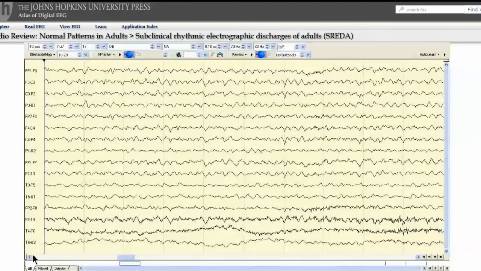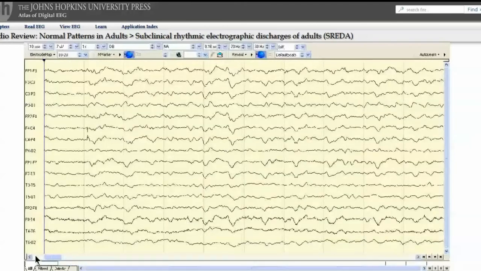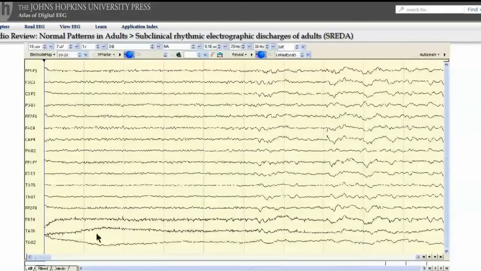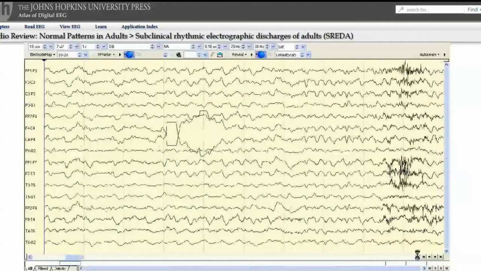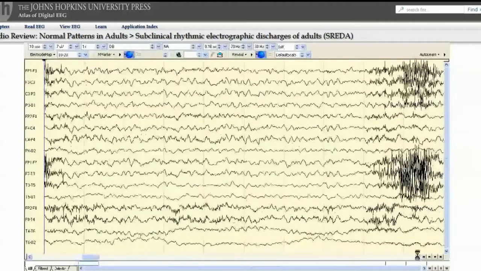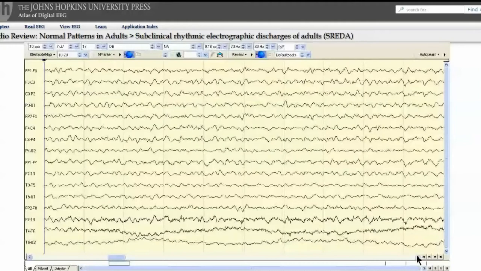Let me return at 10-second segments to the beginning of this recording to show the phenomenon somewhat more rapidly. Once again, we're starting here with drowsiness, the appearance of stage 2 sleep, and over here on the right side, the beginning of this phenomenon. We will advance quickly, and we can see the discharges accelerating bilaterally towards the end of the recording.